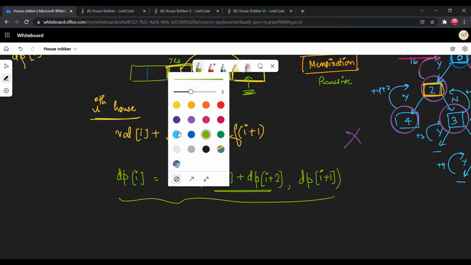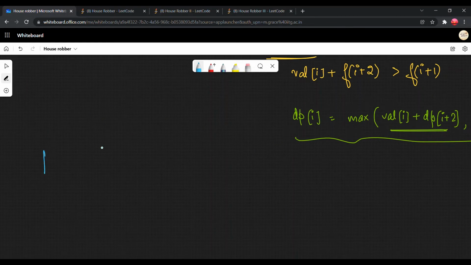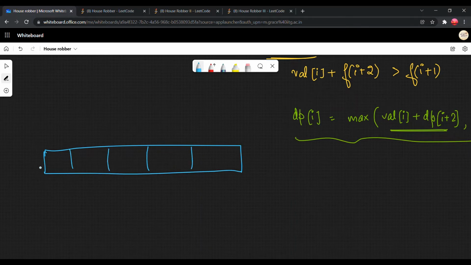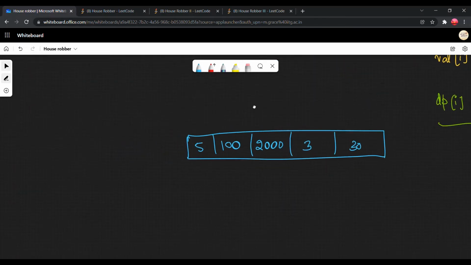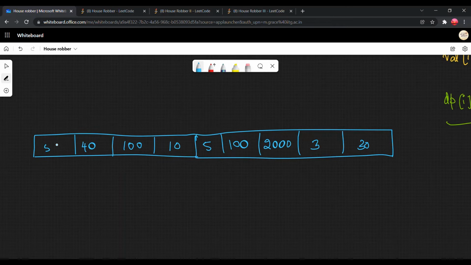Okay, so let's do a random array dry run to see if it's actually working. Then we'll see if we can further improve what we did. So this is the array, and let's say this is 500. This is a super wealthy guy, 2000, and this is 3, and this is 30. Let's actually go a little further, because it would be easier to see the patterns of what's happening. We'll also keep track of what houses he's looting, right? And 500.